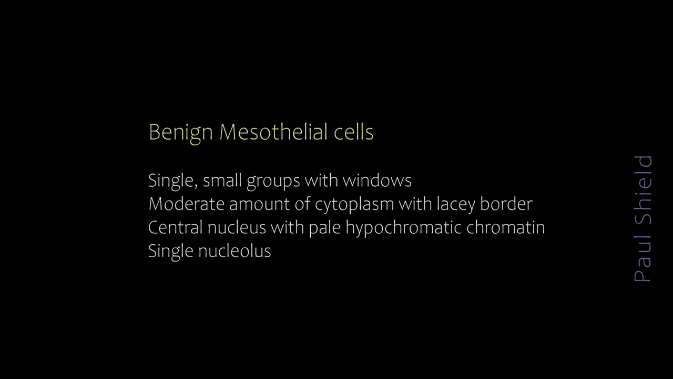So, in summary, benign mesothelial cells are usually single in arrangement, often in little pairs of cells, or very small groups that show obvious windows in between the cells where they're separated. There is usually a moderate amount of cytoplasm, which has a distinctive sort of two-tone nature to it with a lacy border. Nuclei are usually central, but sometimes appear a little eccentric. And they typically have that very pale, fine, hypochromatic chromatin. And nucleoli may be quite prominent at times with mesothelial cells.